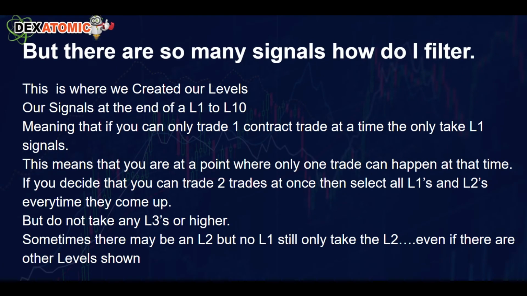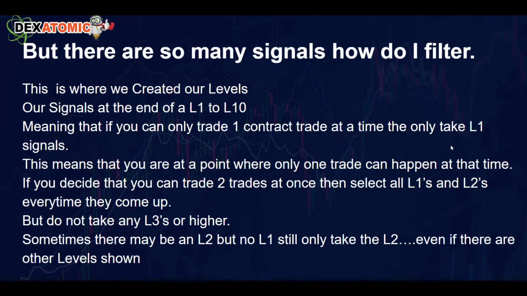So how do you filter out what signals, because there's so many of them, which one should you take in that level? Since there's so many of them, this is where we created our levels. Our signals at the end of the signal have L1 all the way up to L10, meaning that if you can only trade one contract at a time, you're only going to trade L1s. Now, the level means that we have found that these are the best of the best, okay? Level 1 signals are the best of the best, and so they get the most attention.